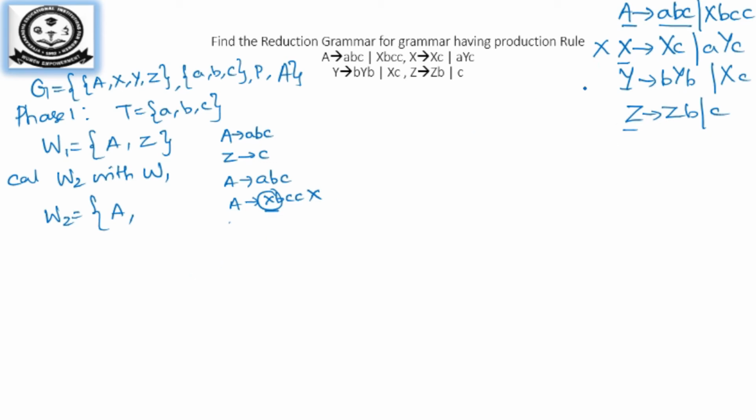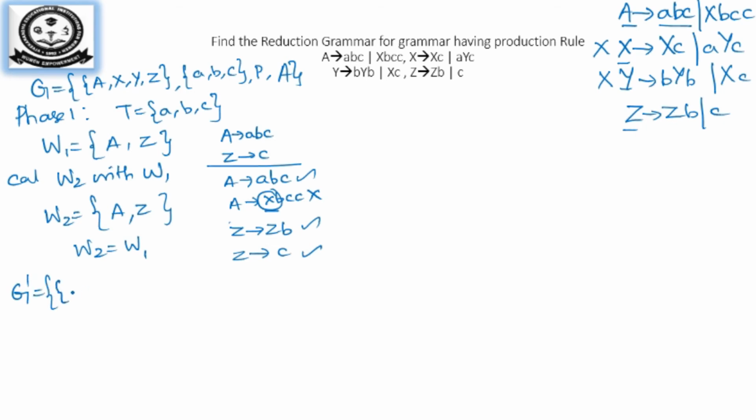The next one is Y. Y is also not there in my W1, so Y production also will not be considered. So the next production to be considered is Z tends to ZB, which is considered because b is a terminal symbol and Z is always there in W1, so it is valid, as well as Z tends to C. So you will have Z over here. So these are the three productions that are used for W2. Now you can see W1 and W2 have no change, so W2 is equal to W1. So you can stop your process and we can find what G dash is.